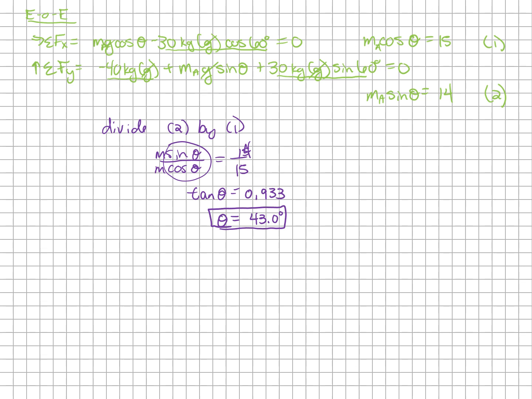Then I can sub that into either equation 1 or equation 2, and I can say m sine of theta, m sine of, and stick theta in there, 43.0 degrees is equal to 14. So my mA that I've been caring about, mA is equal to 20.5 kilograms.